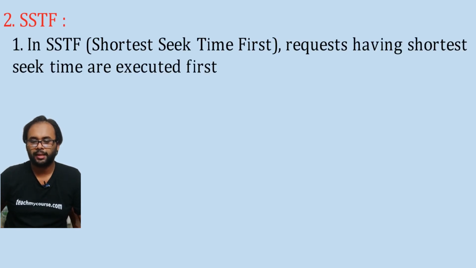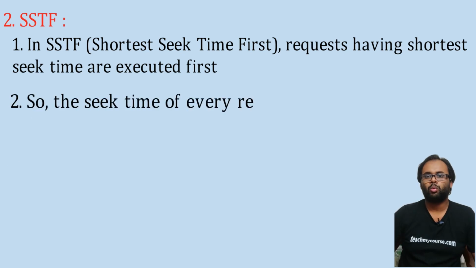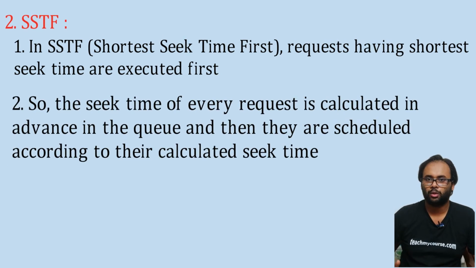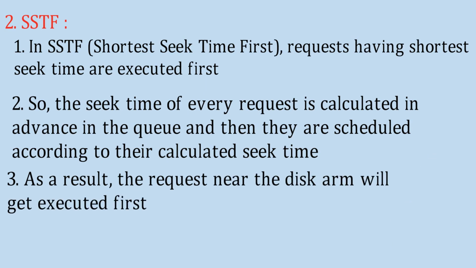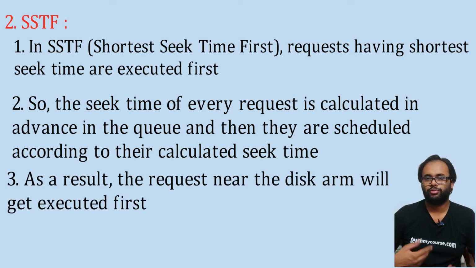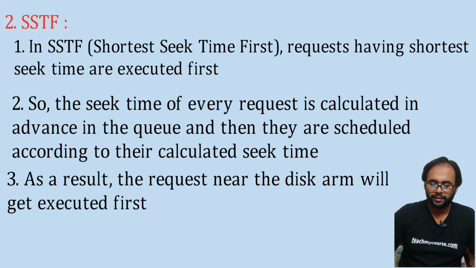Next is SSTF, which is short for shortest seek time first. Here the requests having the shortest seek time are executed first. We know what the seek time would be for each individual request and we process them accordingly. The shortest task should be performed first. The seek time of every request is calculated in advance in the queue, and they are scheduled according to their calculated seek time. As a result, the request nearest to the disk arm will get executed first.